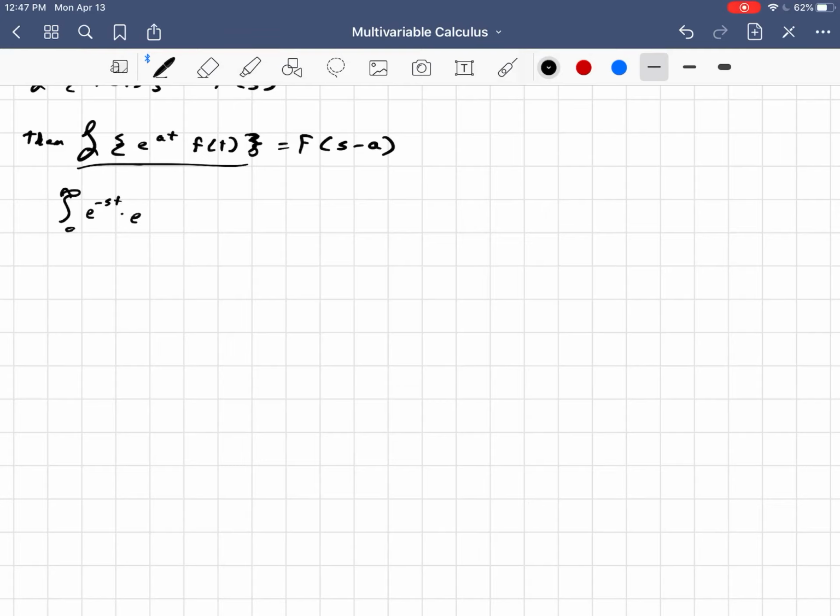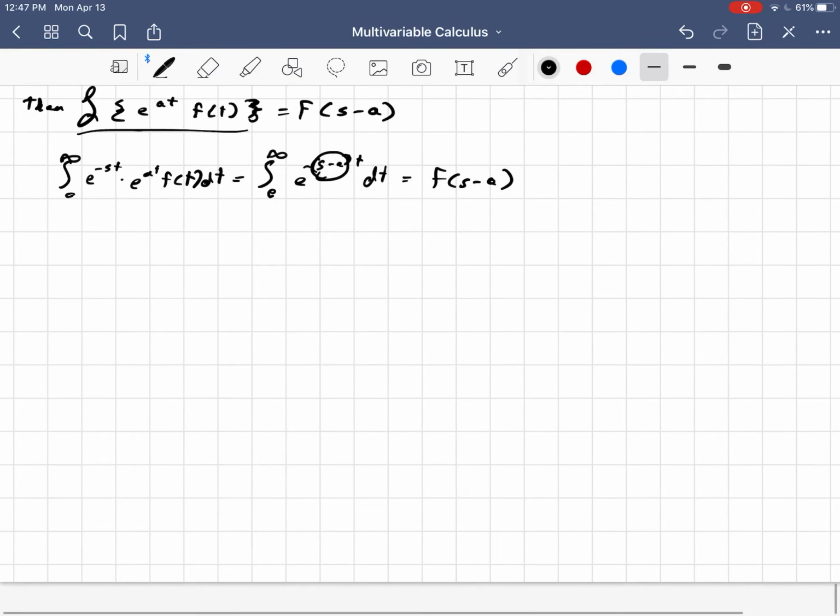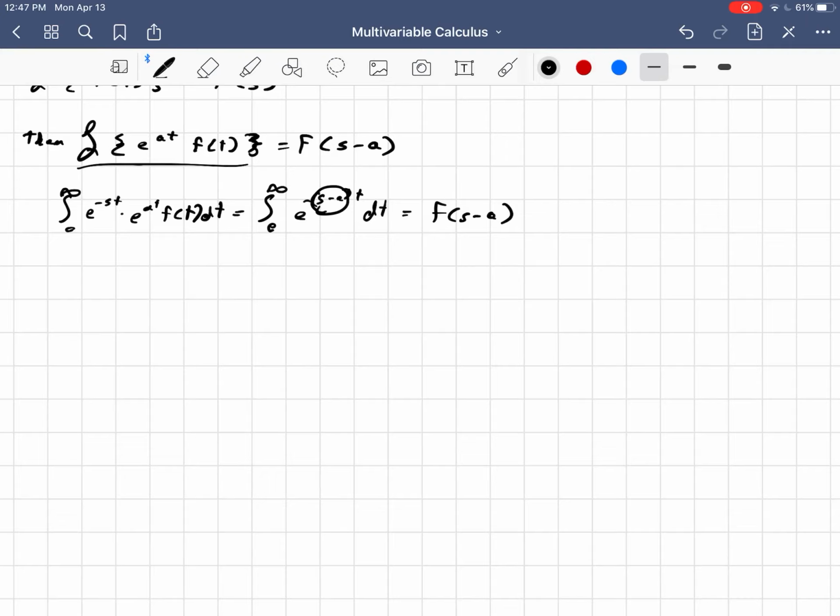So how can I prove this? It's really pretty simple. This right here is just the integral from 0 to infinity of e to the negative st times e to the at f of t dt, which is the integral from 0 to infinity of e to the negative s minus a times t, f of t dt, and that is precisely F of s minus a, because where there was just an s in the original Laplace transform, there's now that s minus a. And so that can be, as I showed in the last video, really useful.